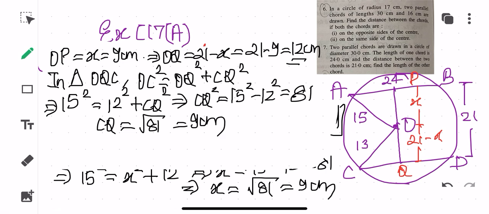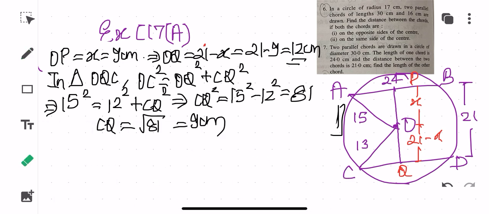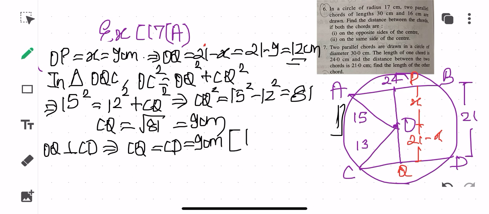So are you done with your answer, children? No, you are not done, because you don't need to find CQ, but the length of CD. You will write that OQ is perpendicular to CD. So this implies CQ is equal to QD is equal to 9 centimeter. Perpendicular from the center bisects the chord.